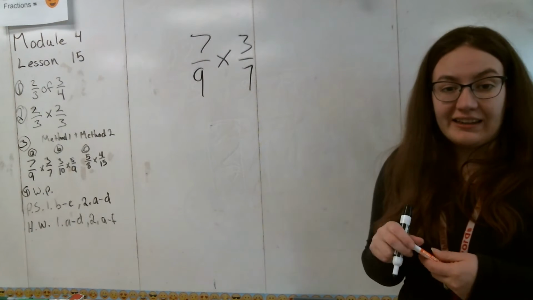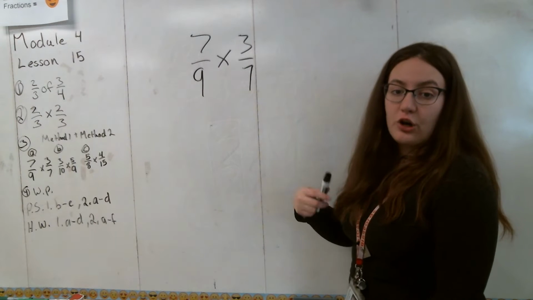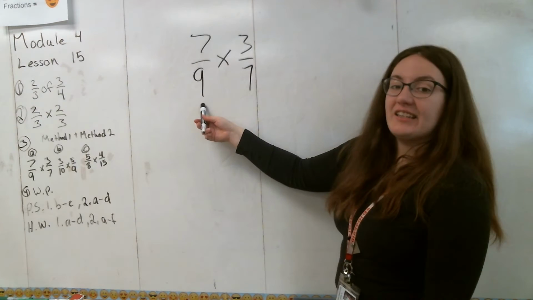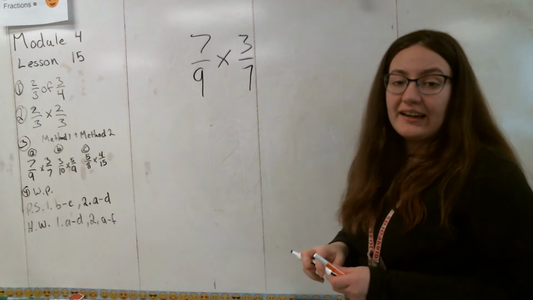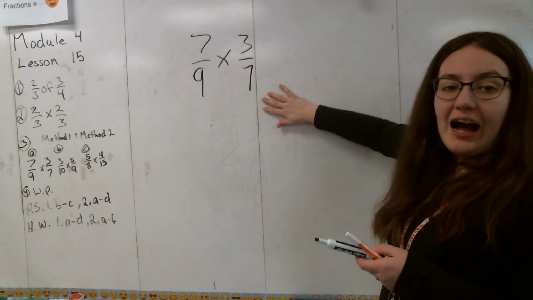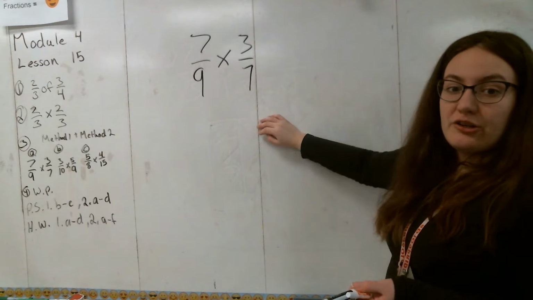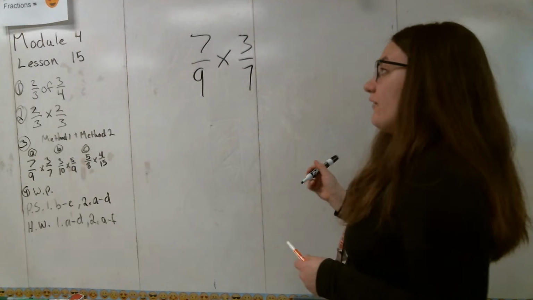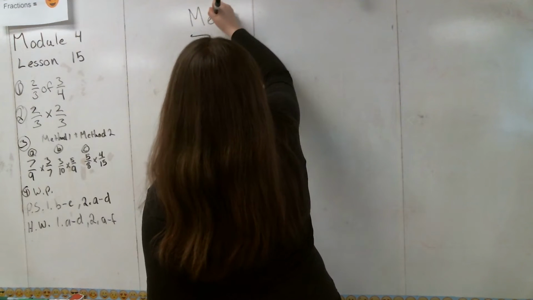Now, looking at this, we can start seeing how this might be difficult to start showing in a model. And we don't really want to have a model that's cut into ninths and then cut into sevenths and lots of shading, because it's going to get kind of confusing. So I'm actually not going to be doing a model for this problem. What I'm going to be doing is I'm going to break this up into 2 different methods to solve this problem. So I'm going to start with method 1.